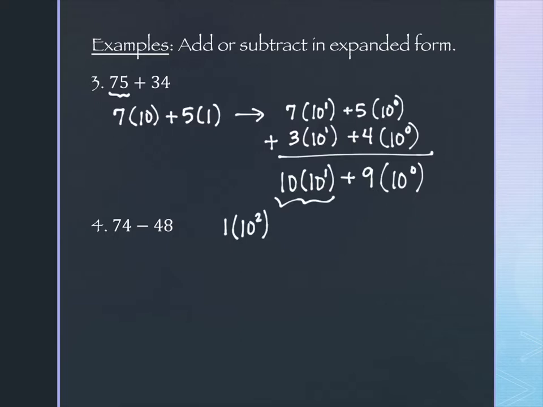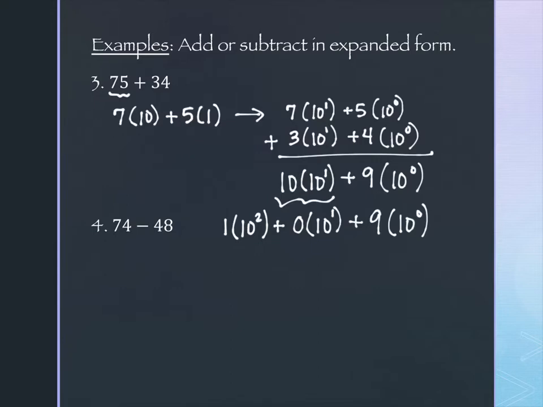Well, 100 is 10 squared. I don't have any tens left over when I do that exchange, so it's 0 tens. And then I have my 9 ones, or 10 to the 0s. So I'm exchanging 10 tens for a 100. And 100 is written as 10 squared.